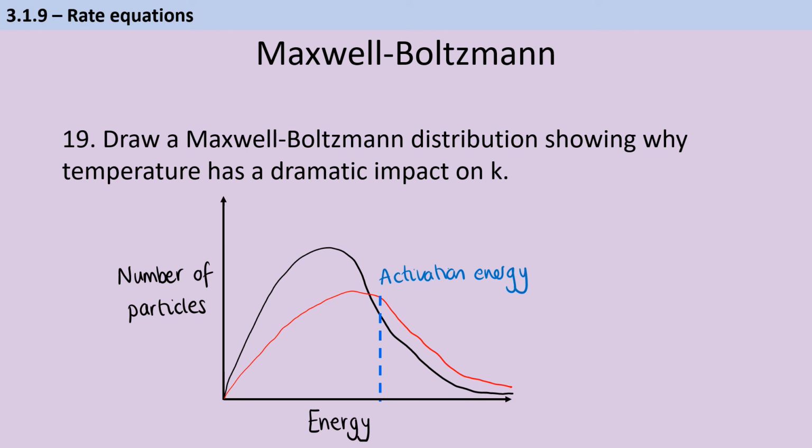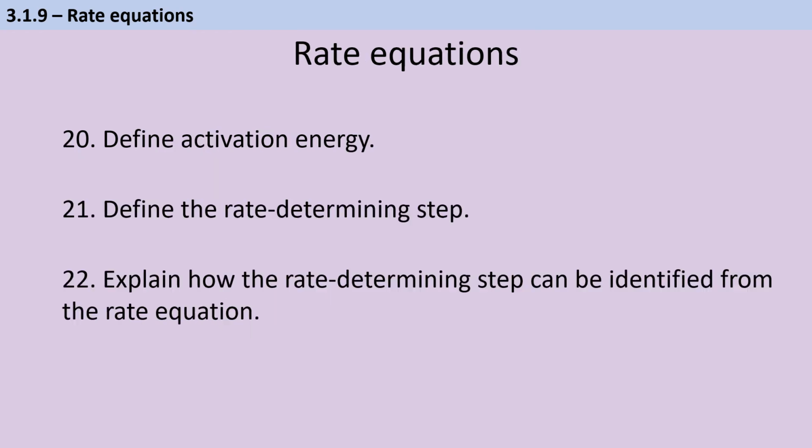And what we can see there is that many more particles have an energy that is higher than the activation energy, and that's why it has such a dramatic impact on k and hence on the rate of reaction. The activation energy is the minimum energy that's required for particles to successfully react when they collide.